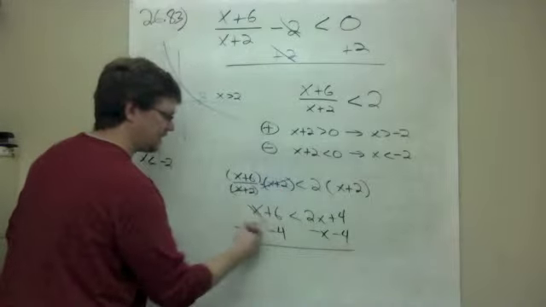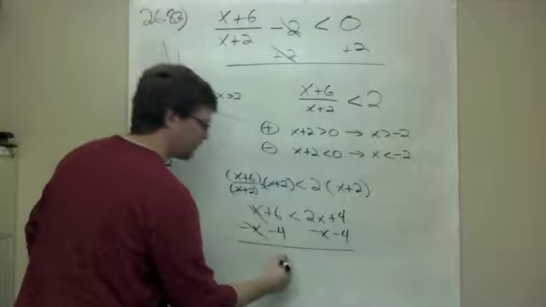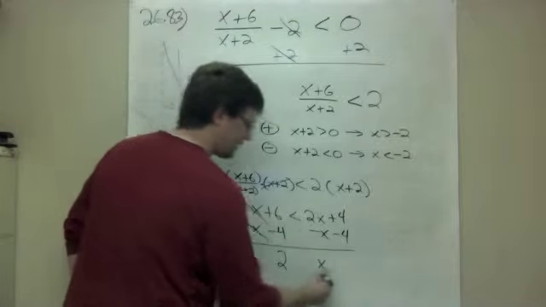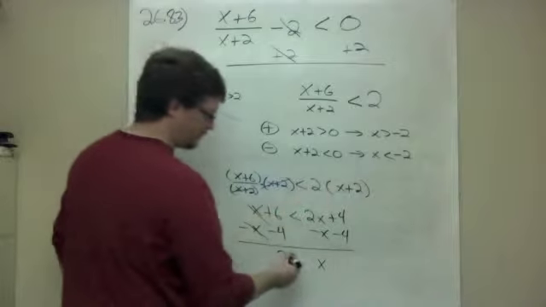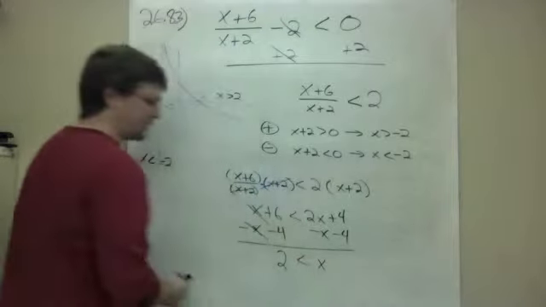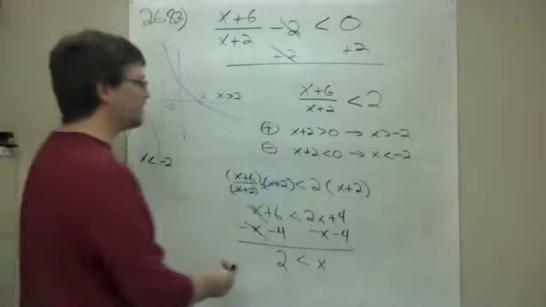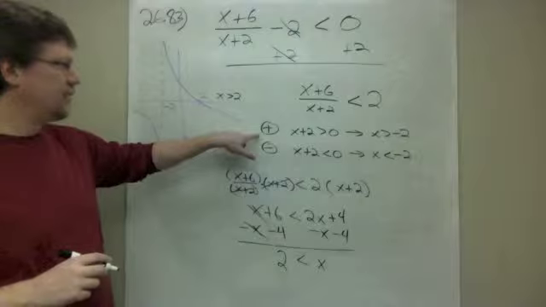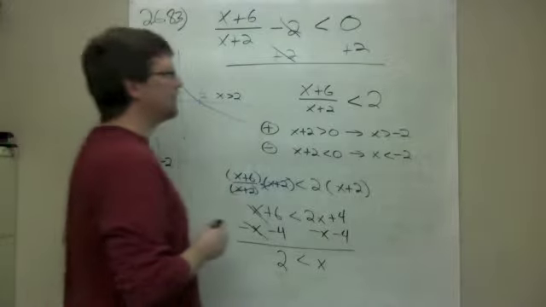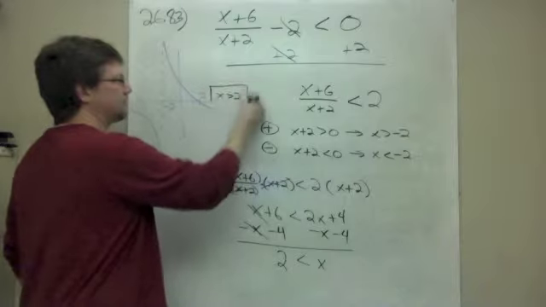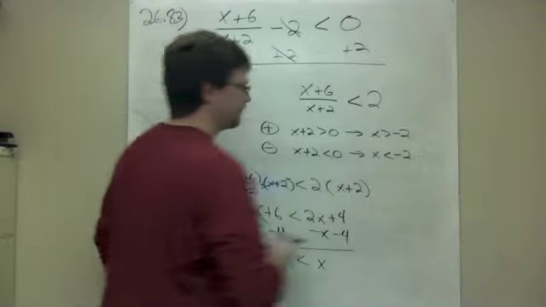Plus x minus x, that'll cancel. 6 minus 4 is 2. 2x minus x is x. And since all I've done is subtracted and multiplied by a positive number, my inequality stays the same. So x is greater than 2, which is exactly what I expected. Okay? So on the positive side, I'm going to get x is greater than 2.